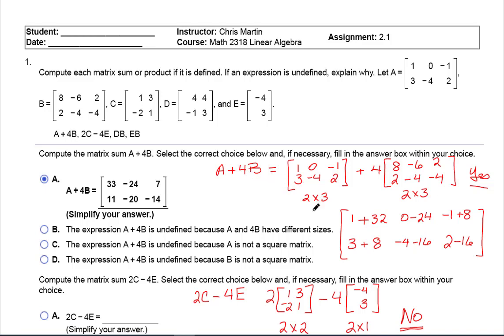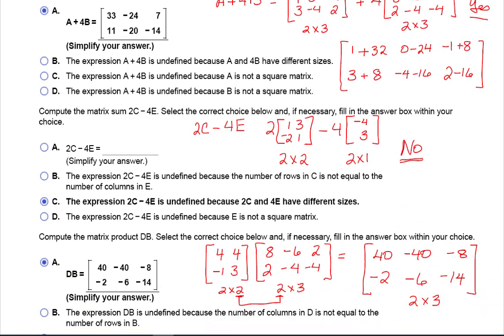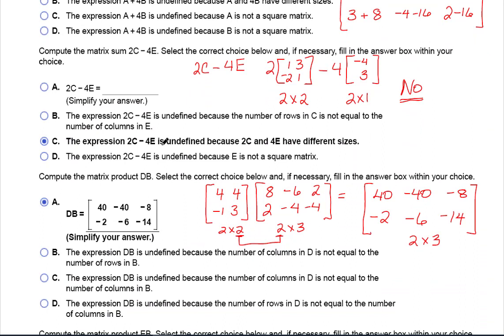Well, let's see. A is 2 by 3. 4B is also 2 by 3, so yes, with adding and subtracting, the matrices have to be exactly the same size. Other than that, we simply add up each of the components to get our answer. In the second part here, we have 2C minus 4E.